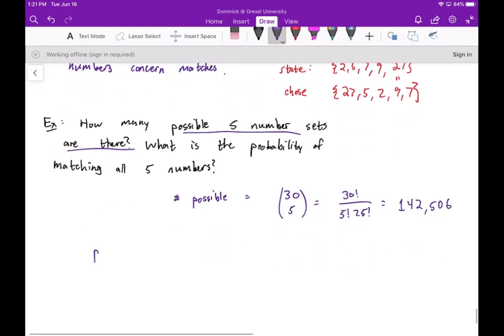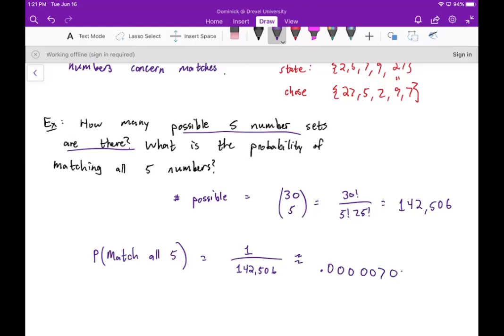Now, of course, the probability of matching all 5: there's only one way to choose a set of 5 numbers that's the same. So this is 1 over 142,506. If we divide this, we're going to get an extremely small number, and we see that the probability is about 0.000007017. So not good odds to match all 5.